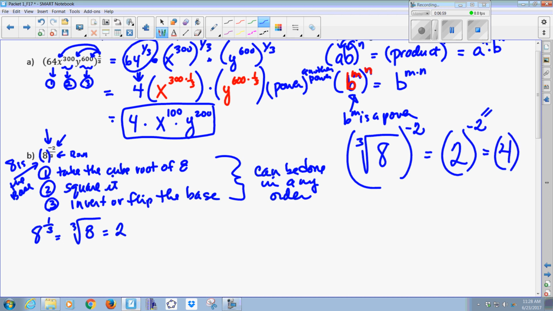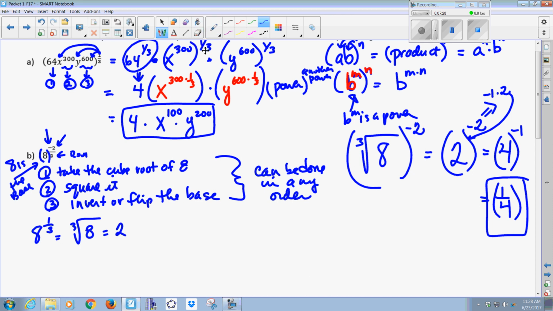And remember, negative 2 is negative 1 times 2. So we've already applied the 2 to the base of 2, and we've gotten 2 squared, which is 4. And now we apply the negative 1. So that's our last step. And that just says invert, change the position of 4 over 1 to 1 over 4. Another word for that is the reciprocal. Okay, so that's our final answer, 1/4.